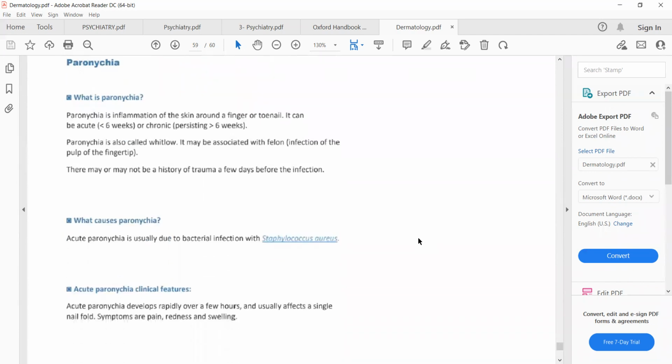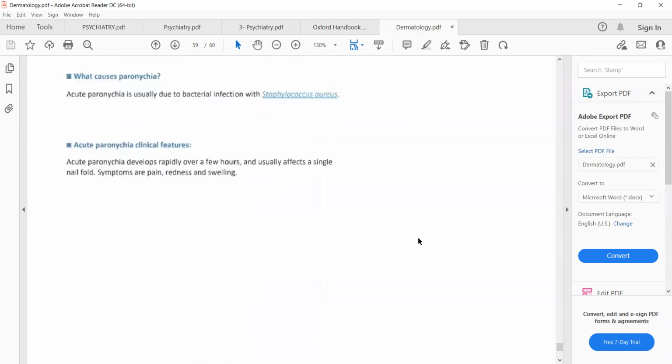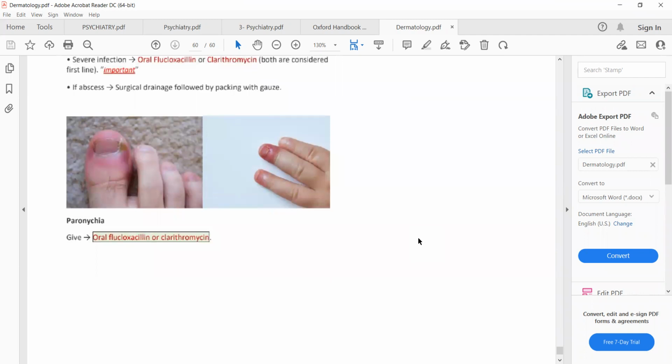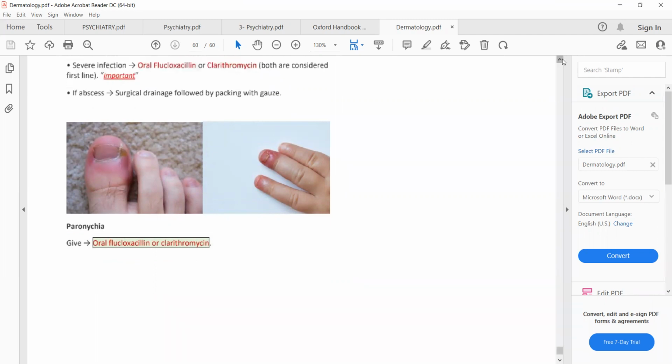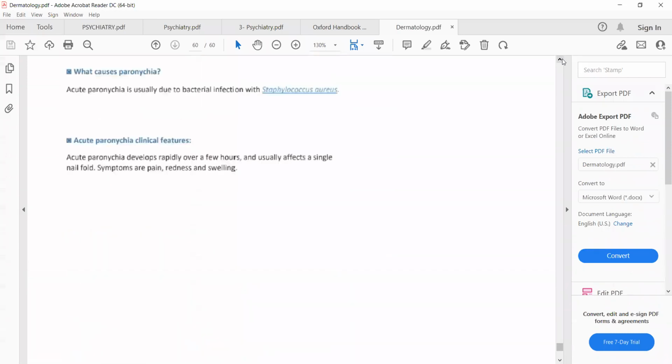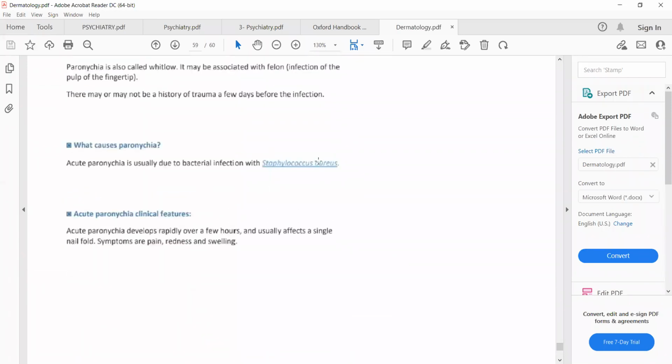The last topic is not lipoma but paronychia. So what is paronychia? Paronychia is the inflammation of the skin around a finger or toenail. Inflammation of the skin around the finger or toenail is known as paronychia. It is basically an infection that is caused by Staphylococcus aureus.